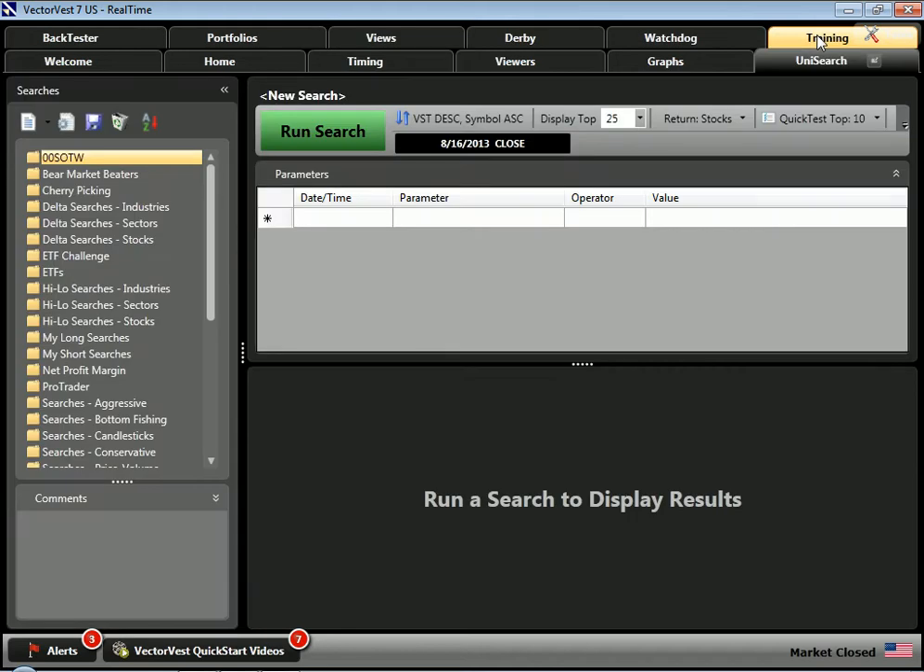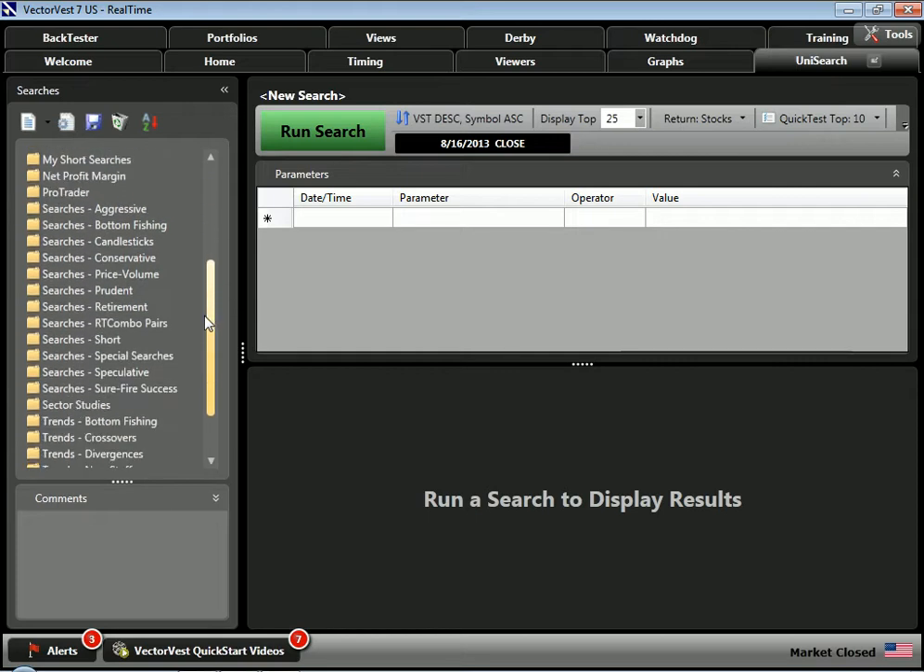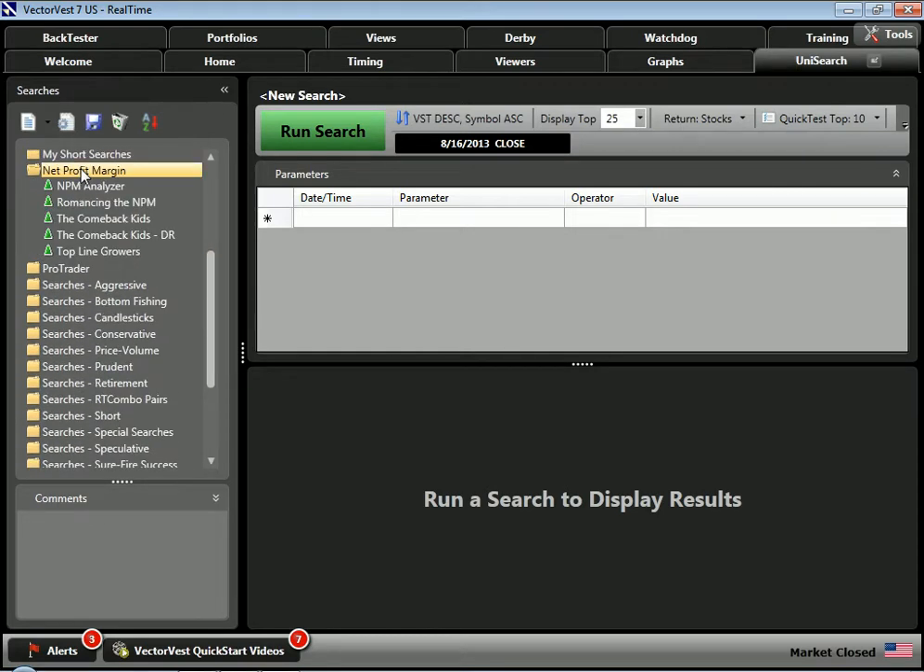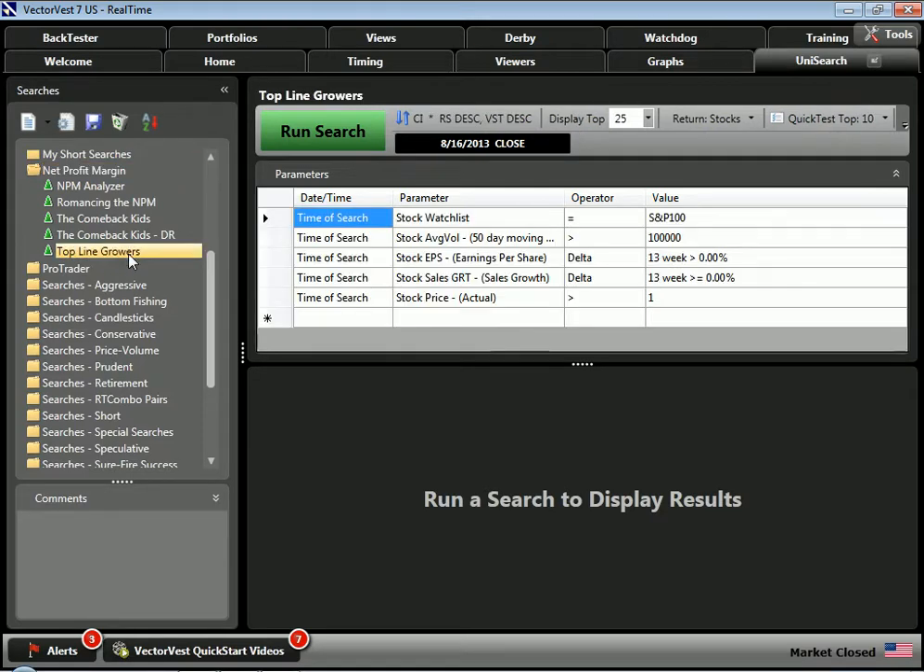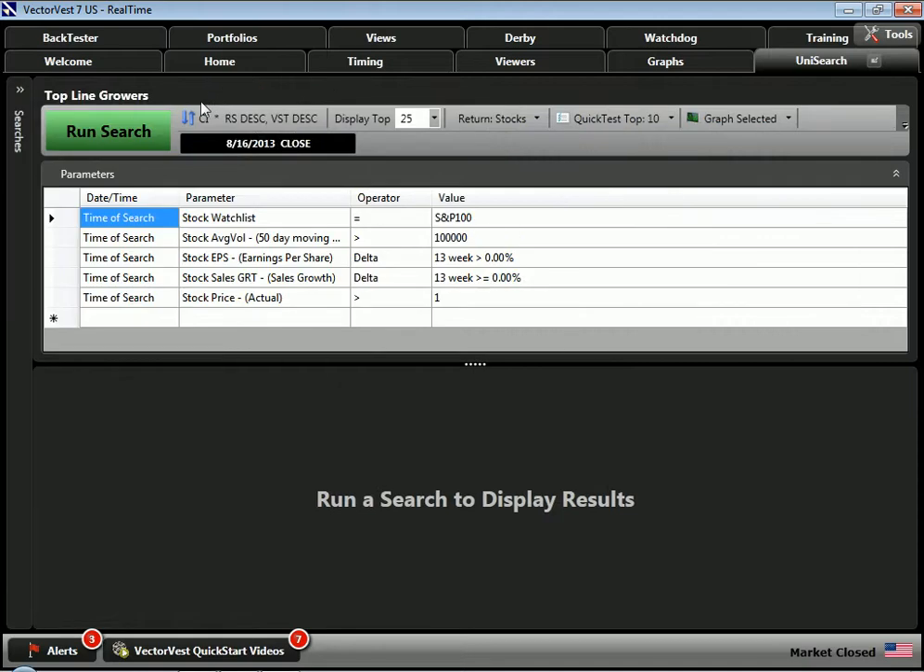Clicking on Unisearch brings us into the Unisearch tool, and you'll find that we've added a new search in the net profit margin group. If we scroll down, in the net profit margin group, we now have a new search called Top Line Growers. If I click on it, we'll populate the search parameters, and I'll minimize our search window.